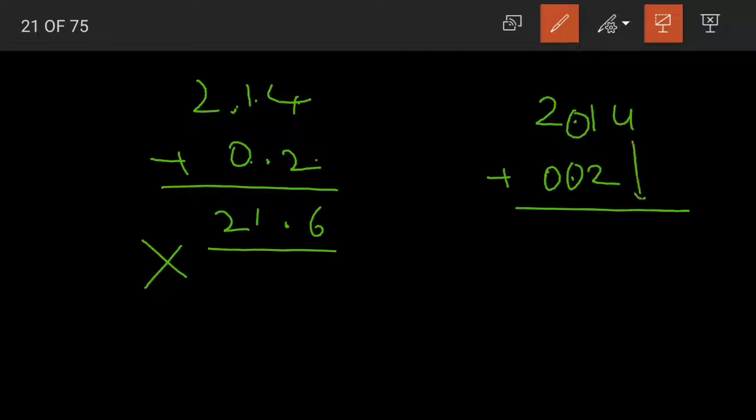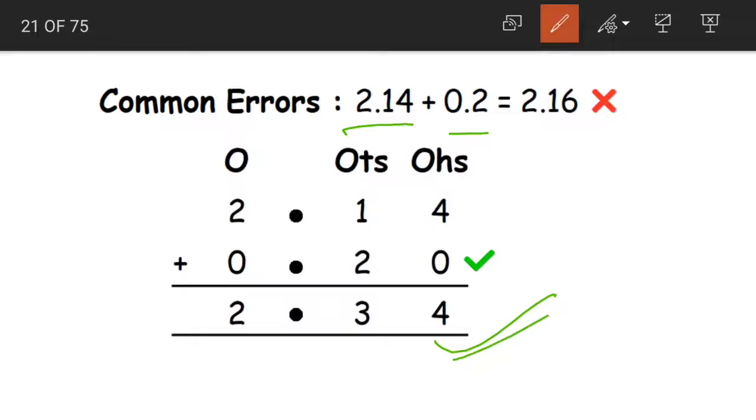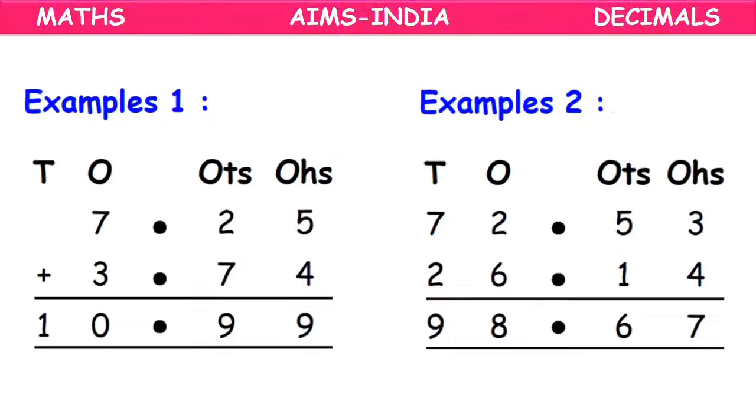And now if I start adding 4 and then the point exactly below my points in the question, then 2.34 is the correct answer. Understood? So avoid such type of mistakes while adding our decimals.